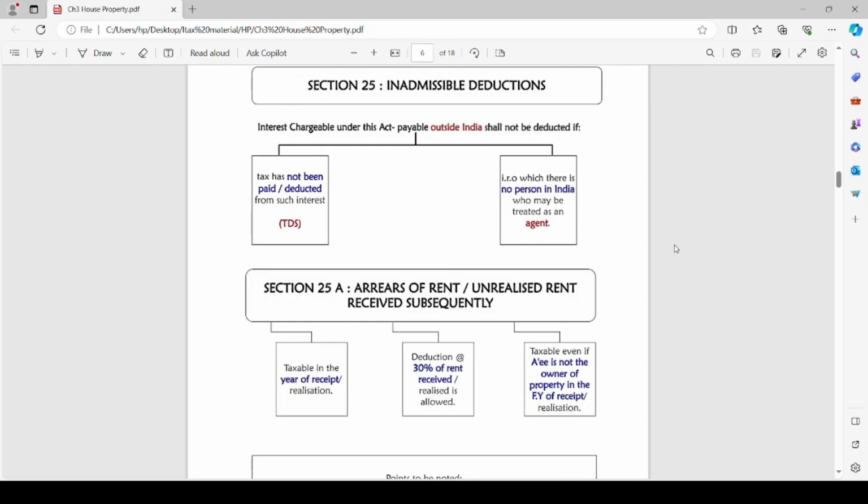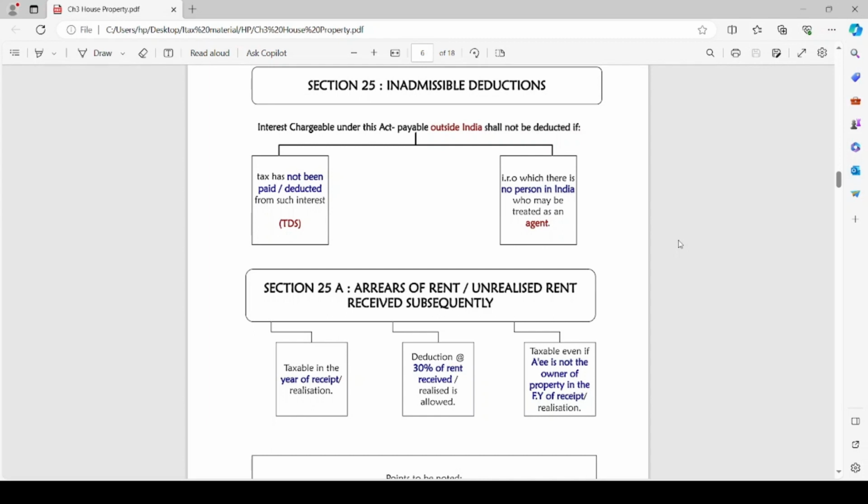Let us now discuss few miscellaneous points which are covered under section 25, that is inadmissible deductions. Inadmissible deductions, which means the deductions which cannot be claimed. Interest chargeable under this Act payable outside India shall not be deducted if tax has not been paid or deducted from such interest. The interest amount here is payable to a person who is residing outside India, and no TDS has been deducted from such interest amount. Then it is an inadmissible deduction. That means the assessee cannot claim such interest amount as deduction as per the provisions of our Income Tax Act.